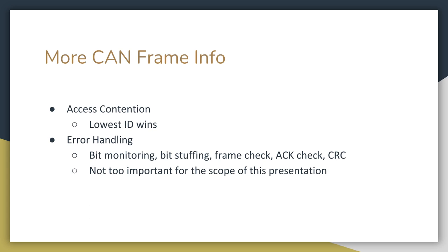So a little bit more info. When multiple nodes send a message over the bus simultaneously, the one with the lowest ID wins. That is determined through an arbitration phase that is discussed in my paper. The error handling is also discussed in the paper. It involves the things listed here. They're not too important for the research, let alone this presentation, but nevertheless they're discussed in the paper as well.